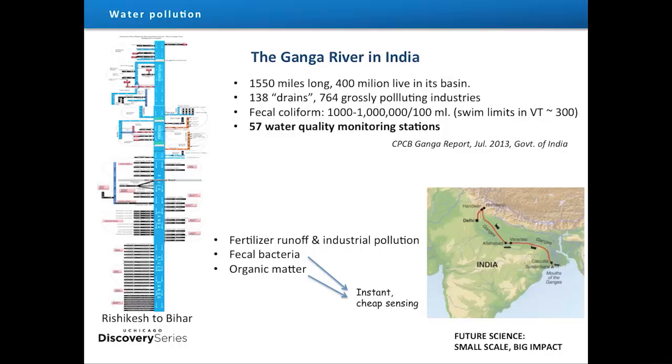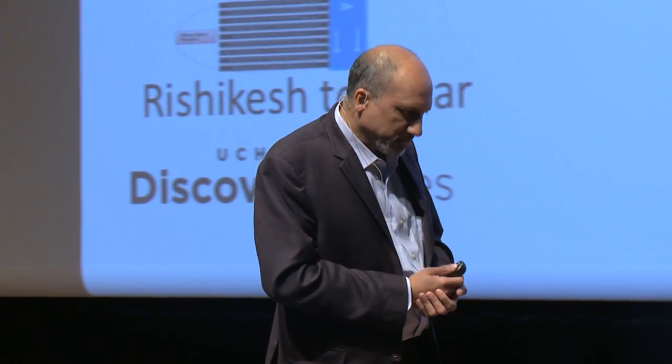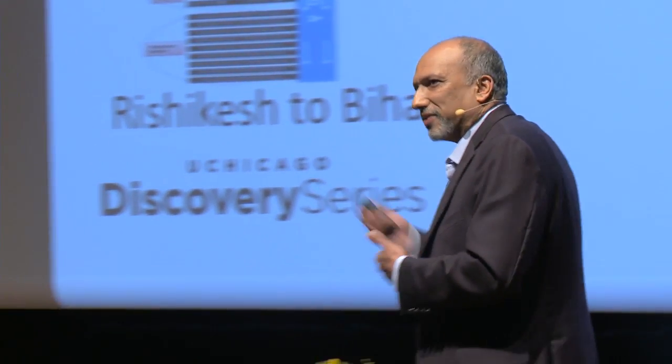Now, just to give you a sense, the fecal coliform concentrations in the Ganga River run from somewhere between 1,000 to 1,000,000 per 100 milliliters of water. Now, the safe permissible limit for swimming in a lake in Vermont is about 300 or 400. So that gives you the sense of the level of pollution.